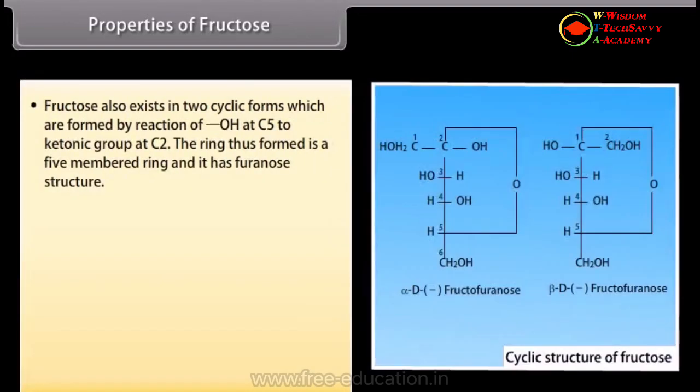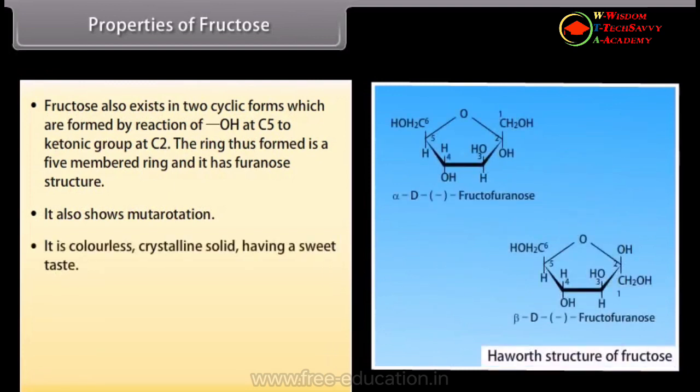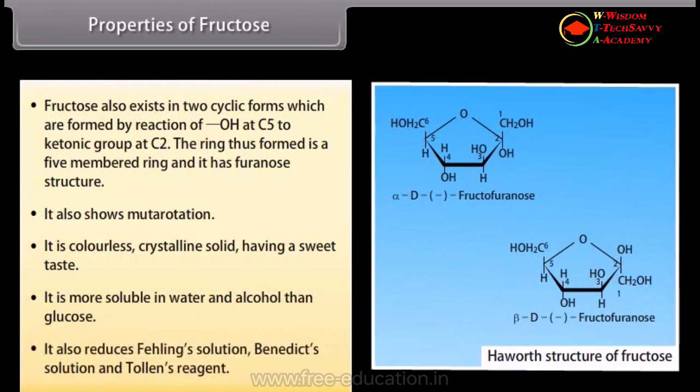Properties of fructose. The important properties of fructose are the following. It also exists in two cyclic forms which are formed by reaction of the OH at C5 with the ketonic group at C2. The ring thus formed is a 5-membered ring and it has furanose structure. It also shows mutarotation. It is a colorless, crystalline solid having a sweet taste. It is more soluble in water and alcohol than glucose. It also reduces Fehling's solution, Benedict's solution and Tollens' reagent.